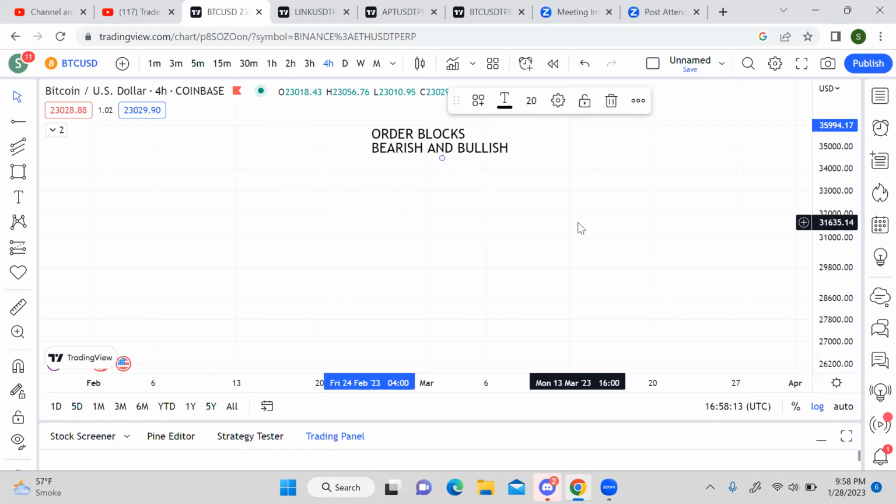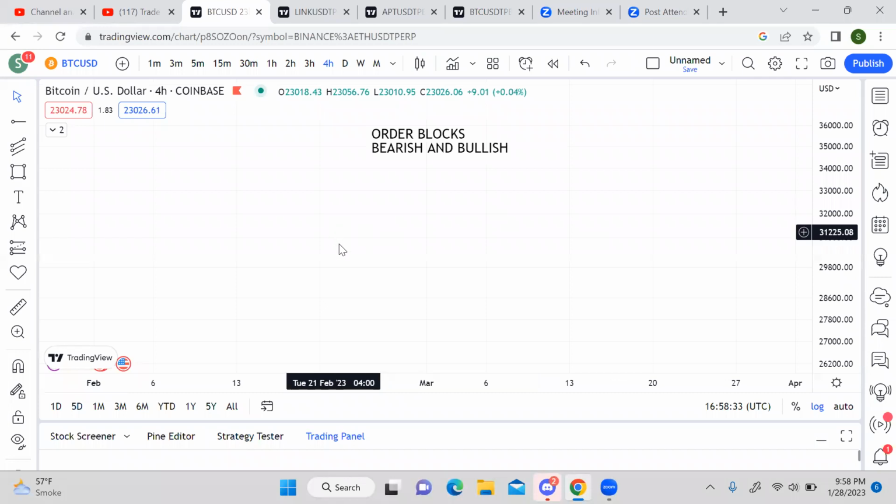Now, how these order blocks work, how we can recognize which one is our order block, and how we will use it in our trades. This session is about that. So, bullish order block and bearish order block.